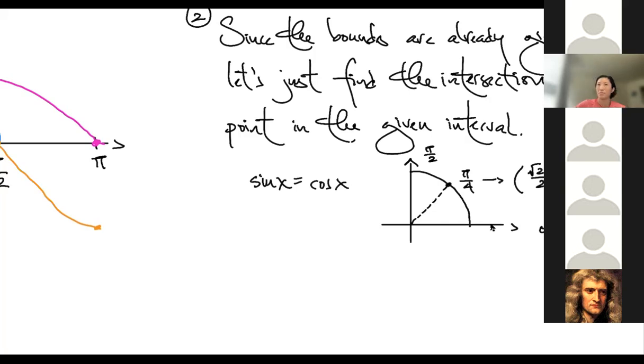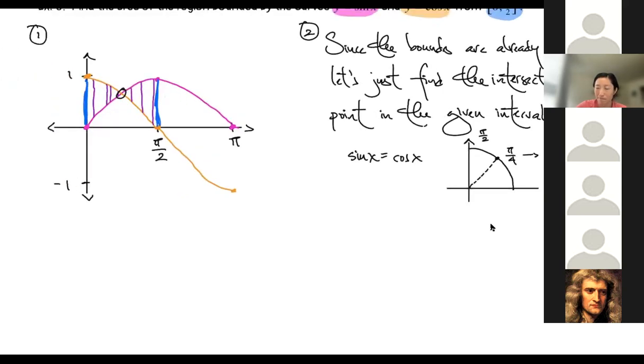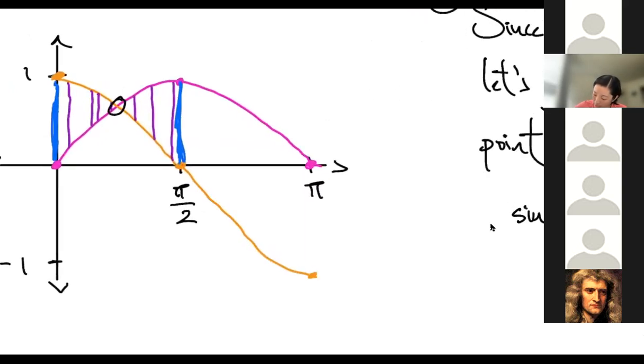Okay, so it is completely fair game to say, yeah, I know that they cross at pi over 4 because that's where these two are the same value. That is different than saying, oh, it looks kind of halfway in between. So if you make this claim, just make sure that you justify that somehow, right? But we can in fact say that this is pi over 4, okay?